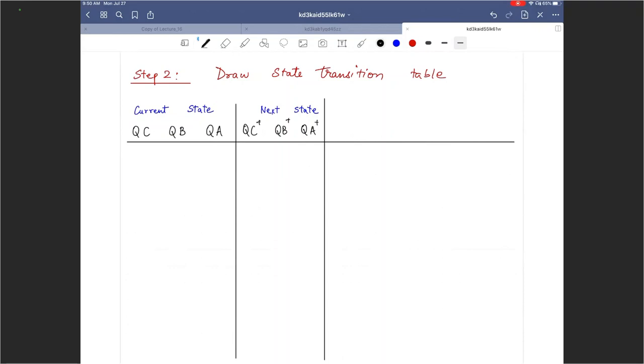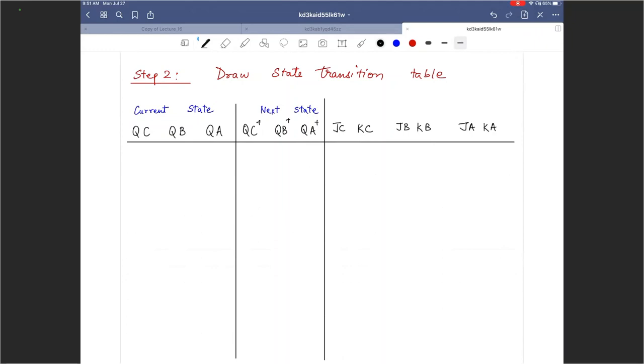And then for this, I need to find out JC, KC, the inputs of the most significant flip-flop. Then I have JB, KB. Then I have JA, KA. All right. So that's essentially the skeleton of my state transition table. Now I'm going to start putting things together here.